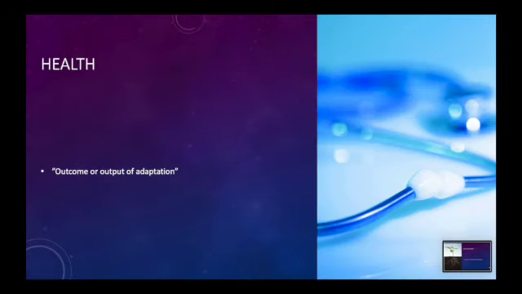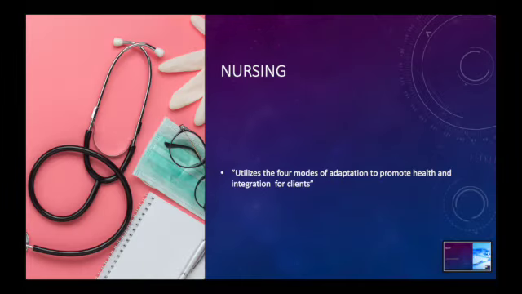The next section is health, which is the outcome or output of adaptation. So meaning how that stimuli affects the person and how they adapt and overcome that or they don't. It equates to their well-being. The last section is the goal of nursing, which is where we try to combine all the pieces together and help that person adapt and overcome from what they're being exposed to. It uses, as the quote says, the 4 modes to promote health and integration between the adaptation for all patients.